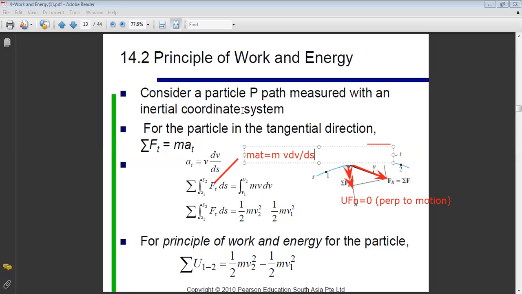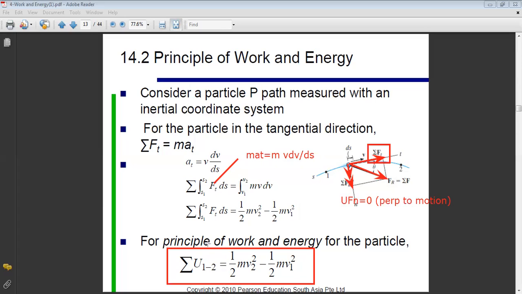This means what? This is the principle of work and energy. This principle states that the summation of work of external forces on a system when going from position 1 to position 2 is equal to half mv2 squared minus half mv1 squared. So the sum of work of external forces is equal to the variation of the kinetic energy.